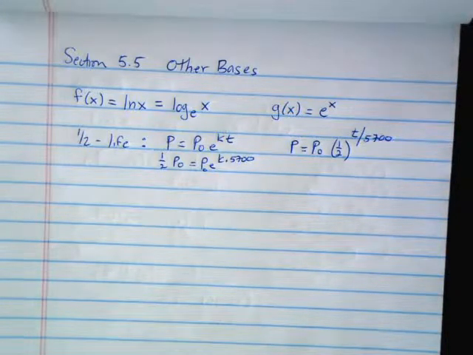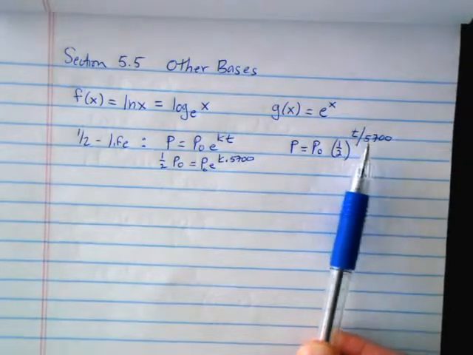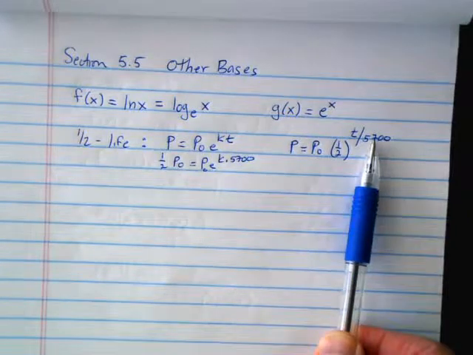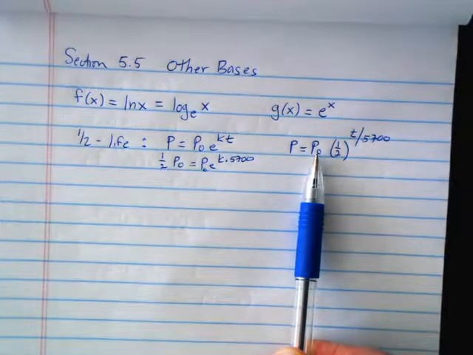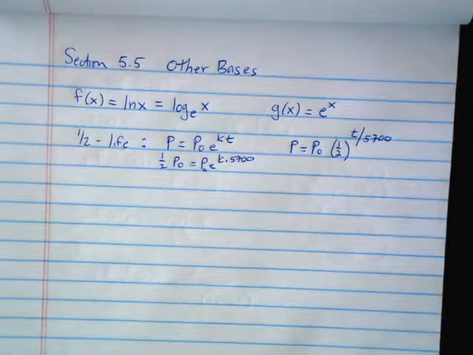Well, what happens if I take t equal to 5,700 and plug it in? What's 5,700 over 5,700? What's 1/2 to the 1? 1/2. So we would have 1/2 of our starting amount. So if you're dealing with half-life problems, using base 1/2 can be very, very useful. It makes the formulas a lot more simple to deal with.